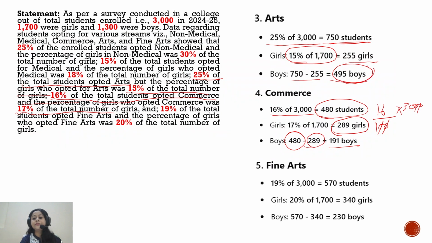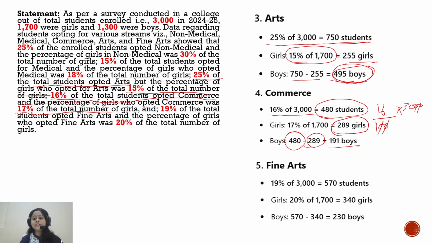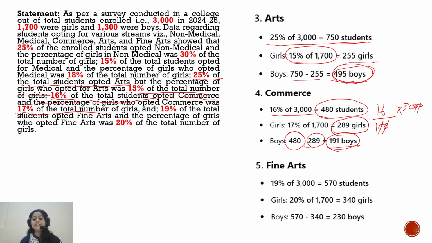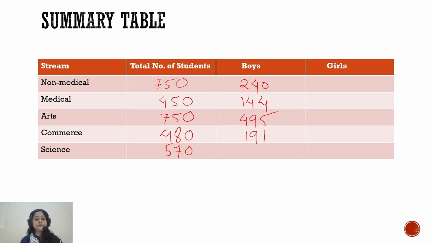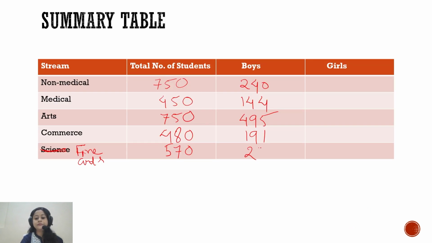Then for the arts stream, the number of boys is 495. So I will fill in 495. For the commerce stream, the number of boys is 191. And for the science stream, sorry, it's not science, it will actually be fine arts. Extremely sorry, it will be fine arts. So for the fine arts stream, it is 230 boys.